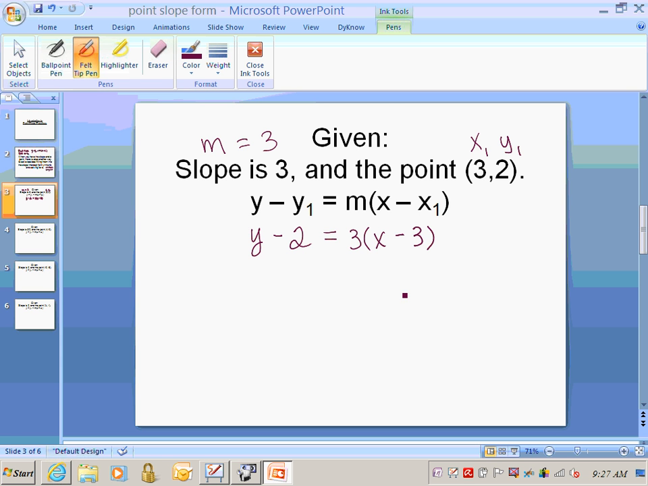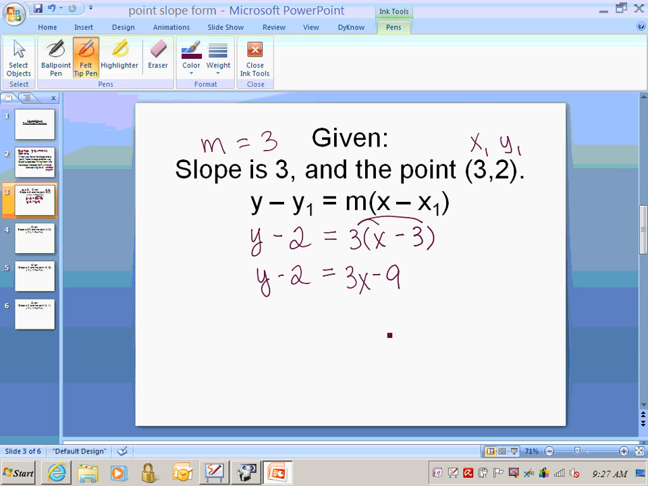Okay, I want to get this solved for y. I want to get y equals mx plus b form. So what's the first thing I need to do? Multiply, or what's the other word we use? Distribute, very good. But basically we're multiplying. So I'm going to just copy this side down. y minus 2 equals 3 times x is 3x. 3 times negative 3? Negative 9, good.